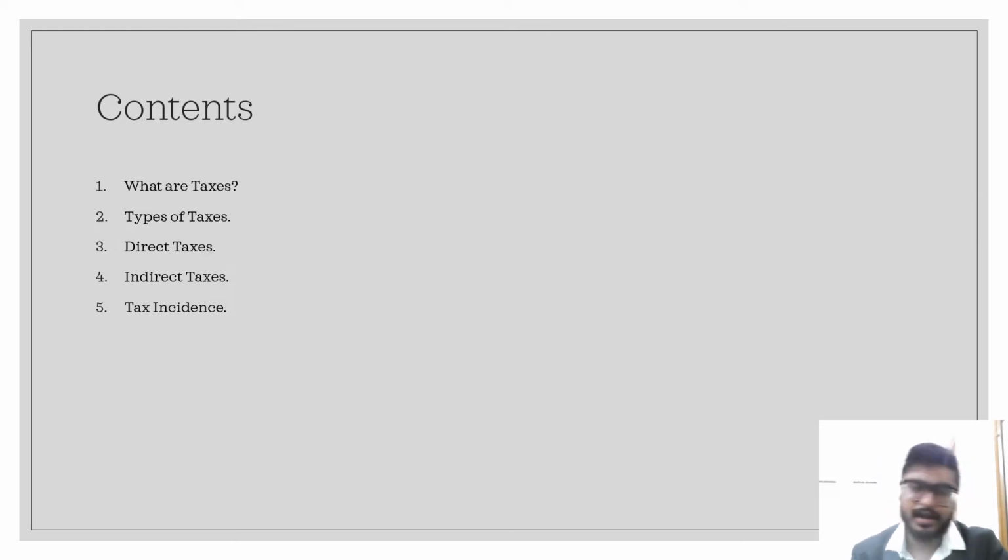The contents. Now, what are taxes? Types of taxes, direct taxes, indirect taxes, and tax incidence. Direct tax and indirect taxes are the two main types of taxes. We'll go into that in more detail in the next few slides.